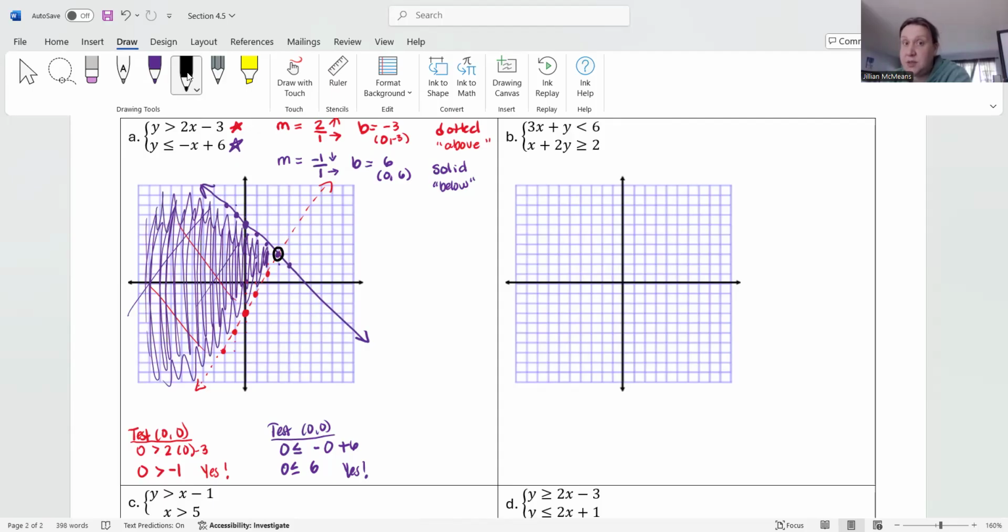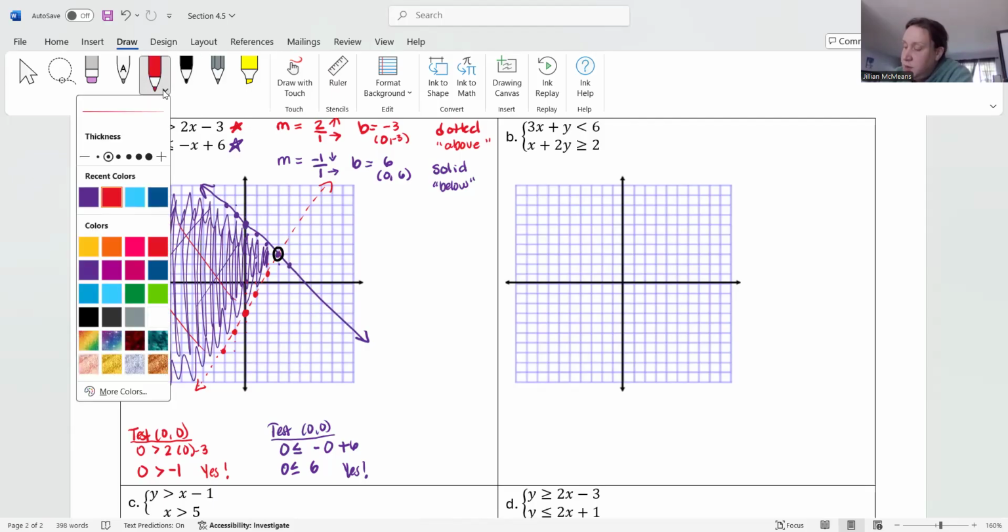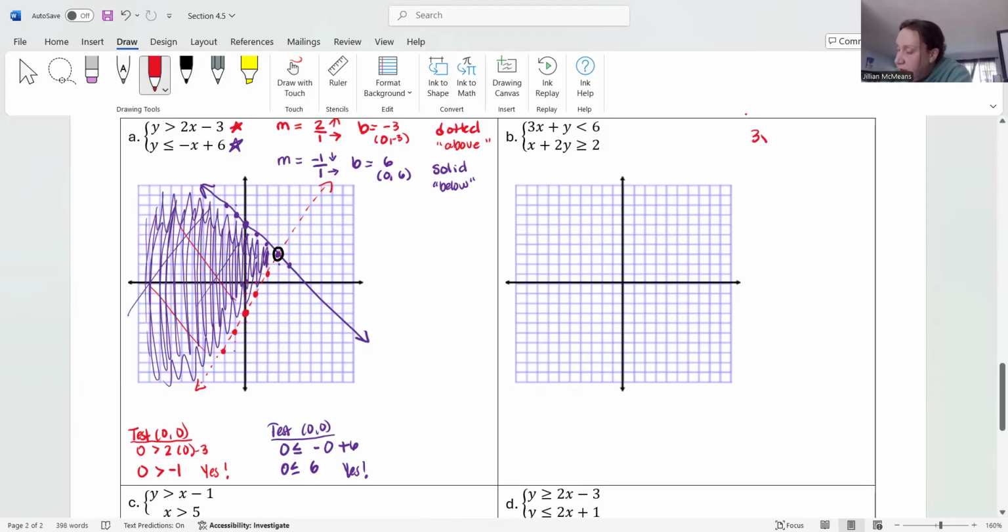For part B, the two inequalities have not been solved for y. So we've got to solve them both for y first. Okay. So let's start with the first inequality. So I have 3x plus y is less than 6.